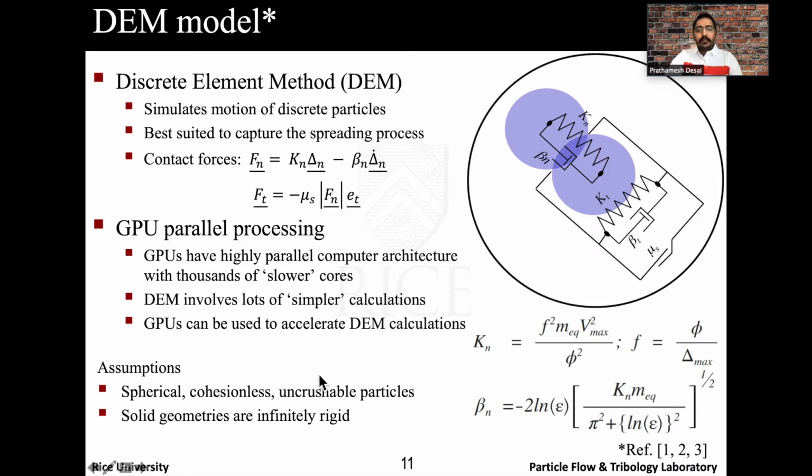The assumptions which go with the DEM model are that the particles are spherical, cohesionless, and uncrushable. And the solid geometries, such as the spreader geometry or the build platform geometry or the impeller vessel and blade geometries, have been assumed to be infinitely rigid.